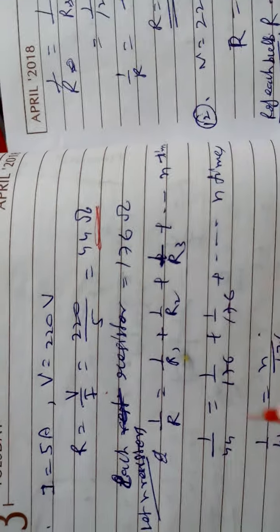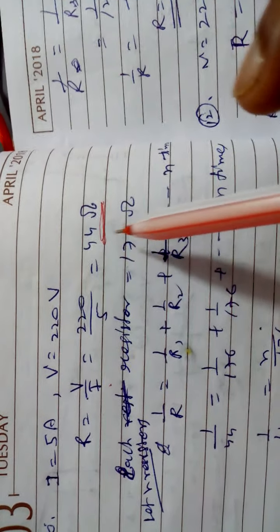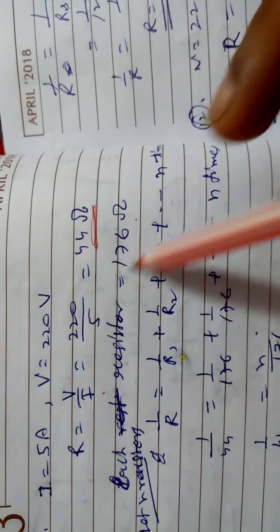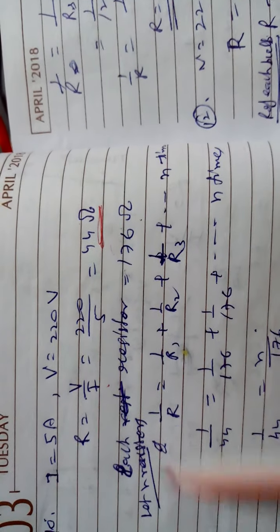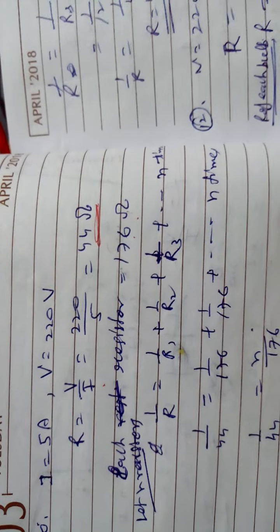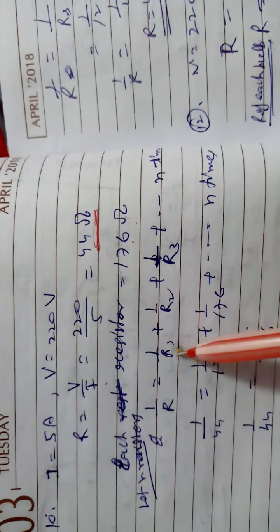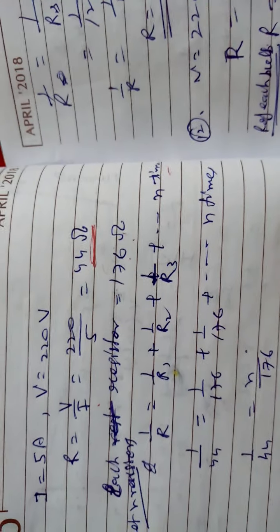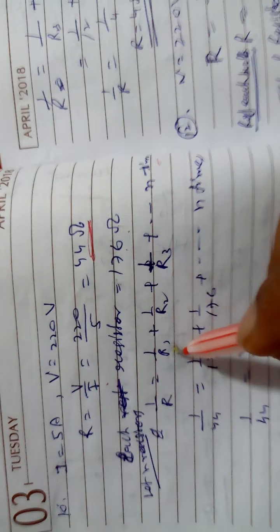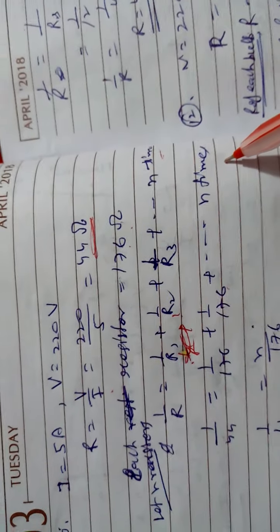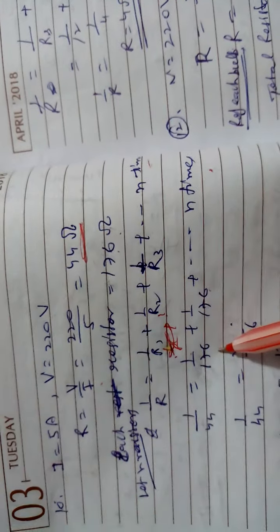But it is the resultant by connecting 176 ohm resistances, many, not one, in parallel to make 44. Suppose n resistors are connected. So 1 by R is equal to 1 by R1, plus 1 by R2, plus 1 by R3, up to 1 by Rn. But all are equal. So you can write 1 upon 176 plus 1 upon 176, up to how many times? n times. Means n into 1 upon 176 is your answer.